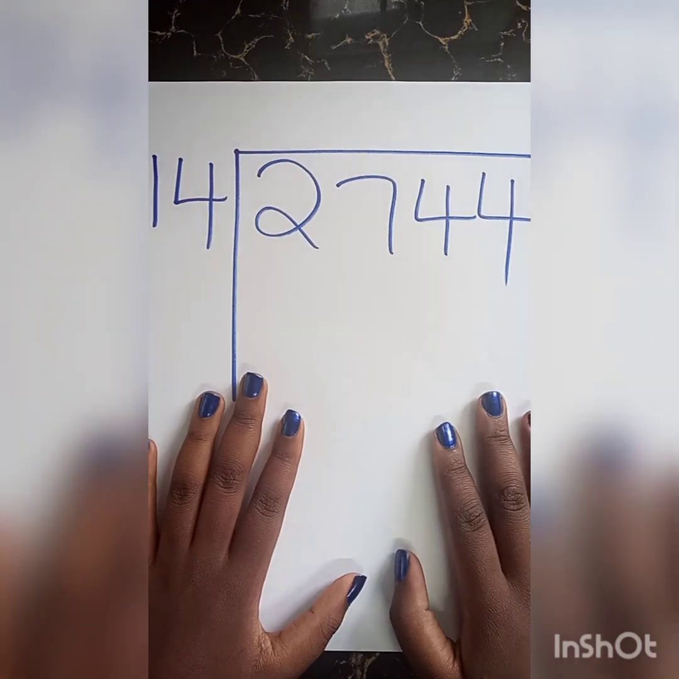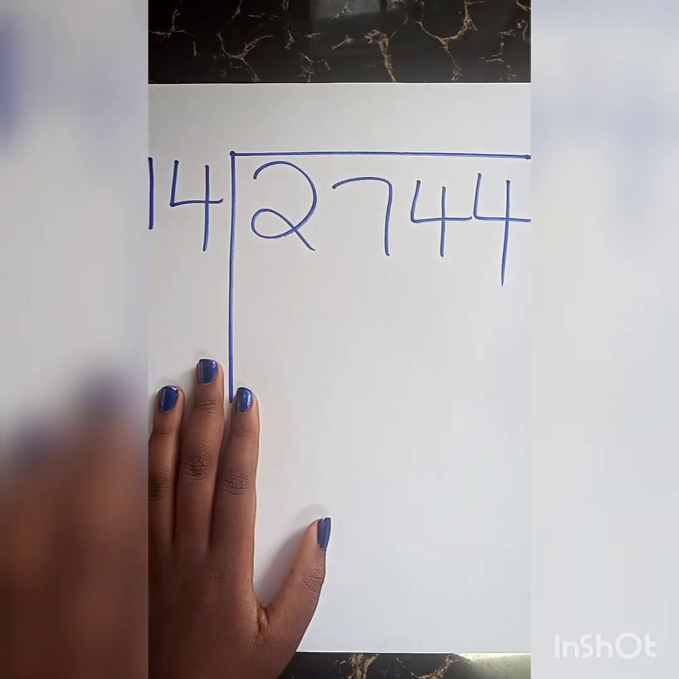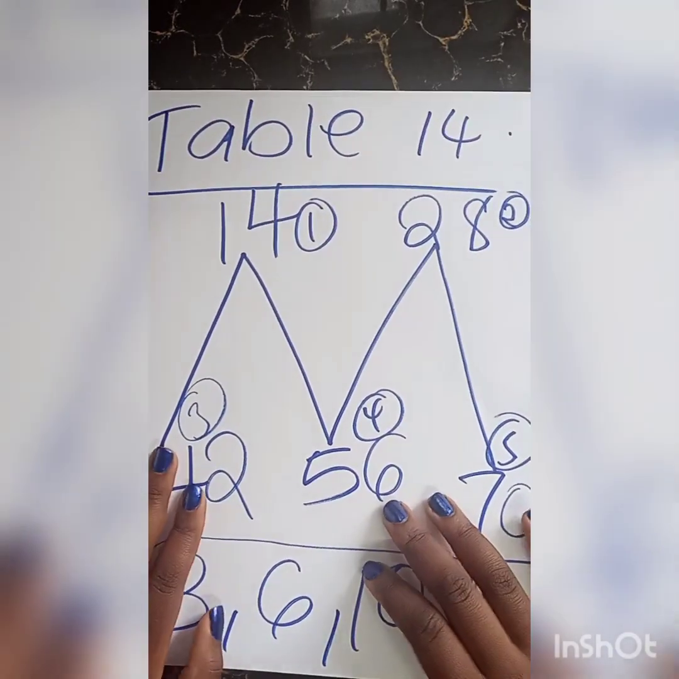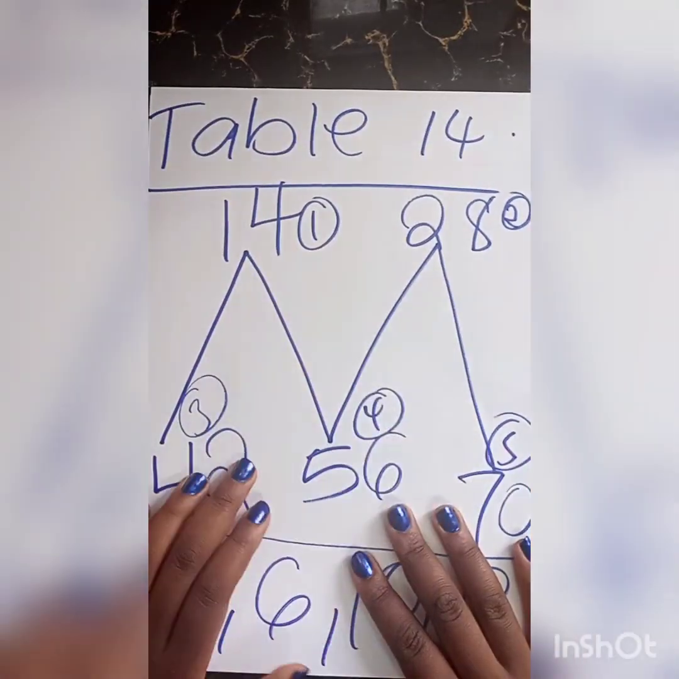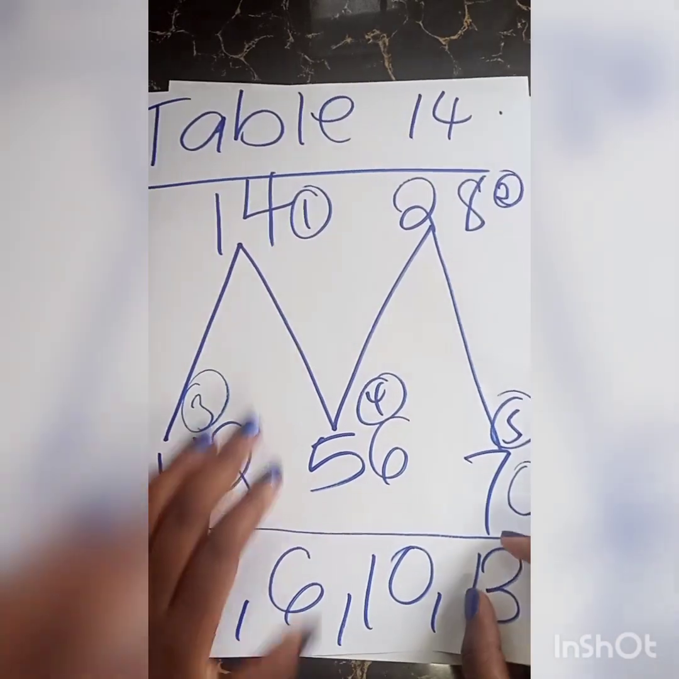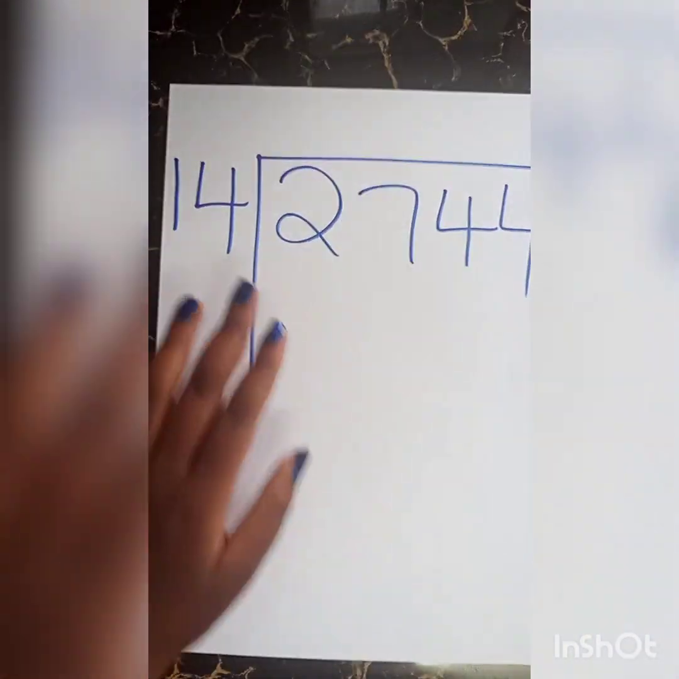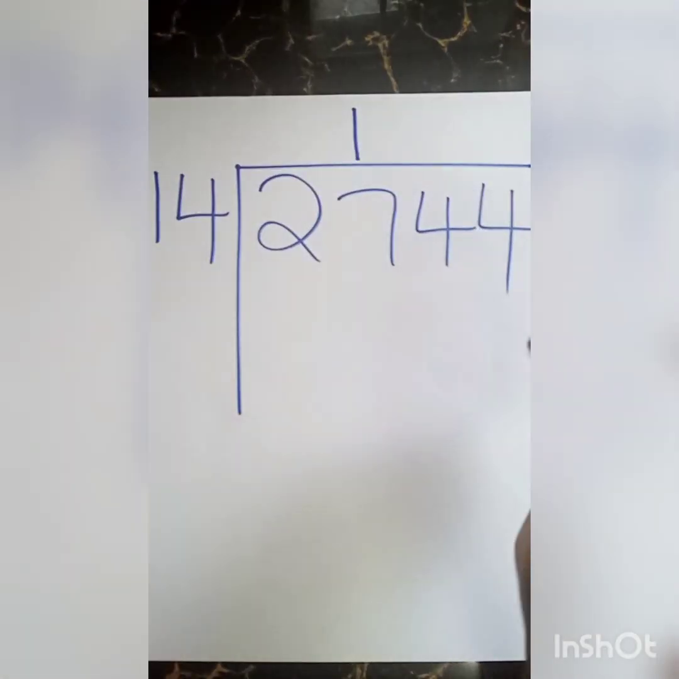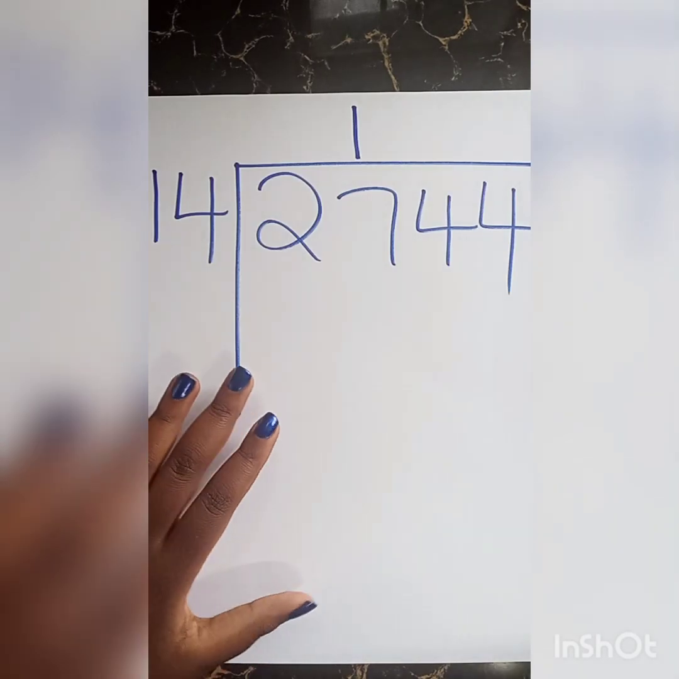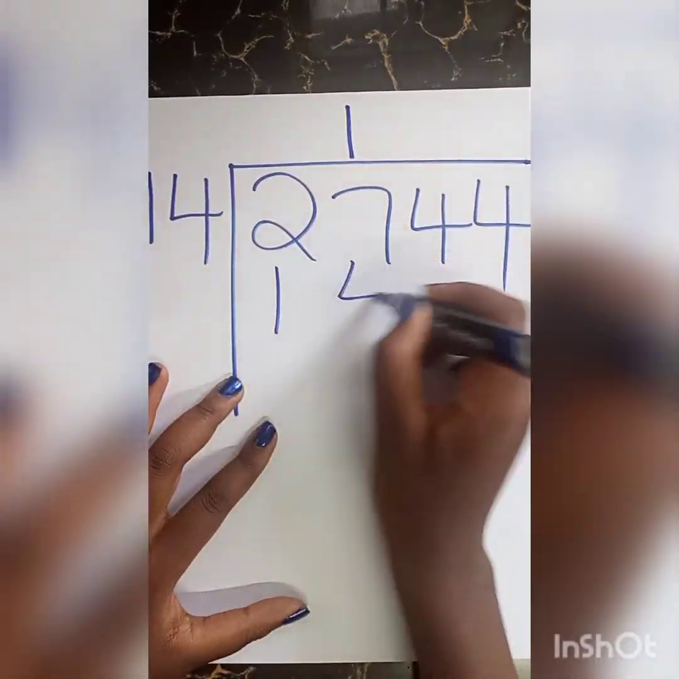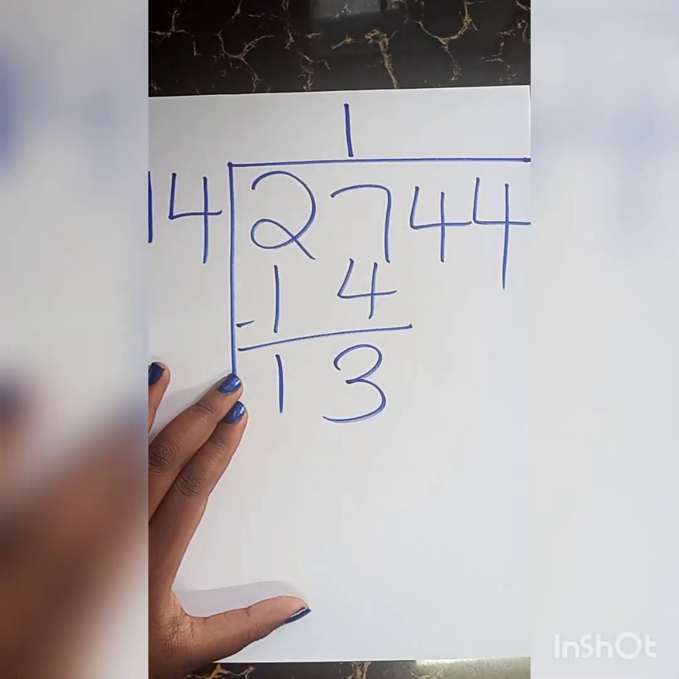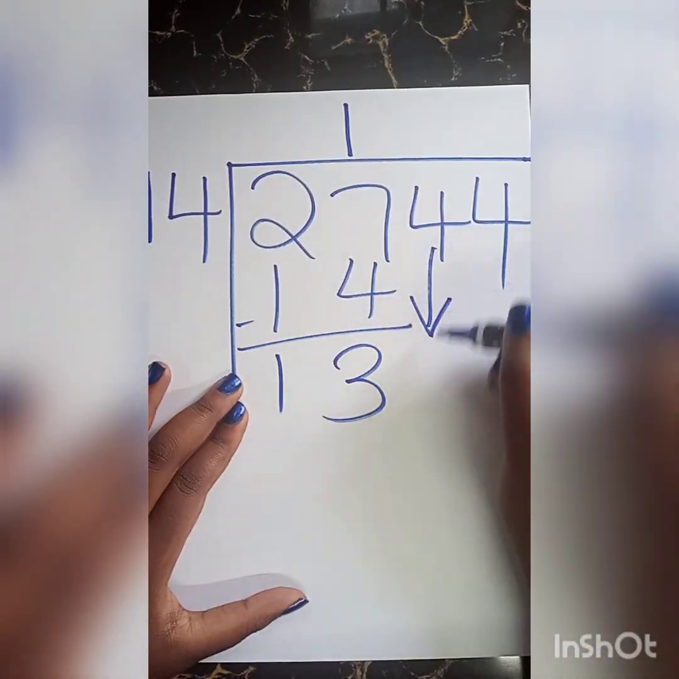So where does 27 fall in table 14? 27, as you can see, is in between 14 and 28. So that means that you'll write a 14 because 14 is less than 27. Are we together? So that means that you'll write a 1 here because 1 times 14 is 14. When you subtract, 7 minus 4 is 3 and 2 minus 1 is 1. The next step will be to drop the 4.